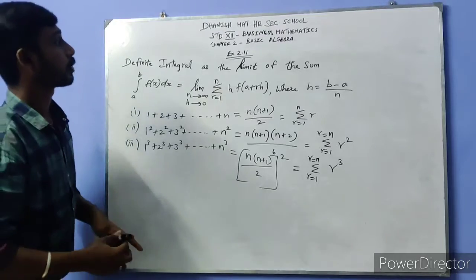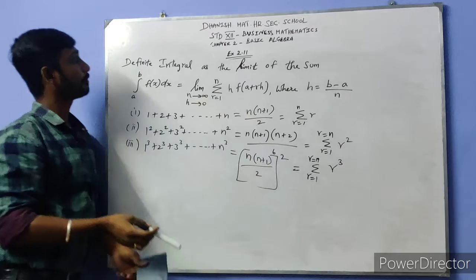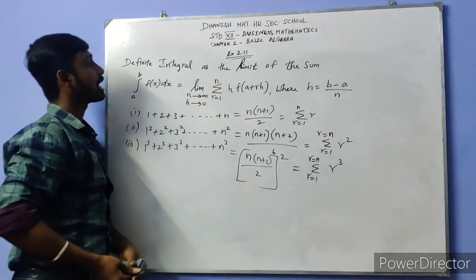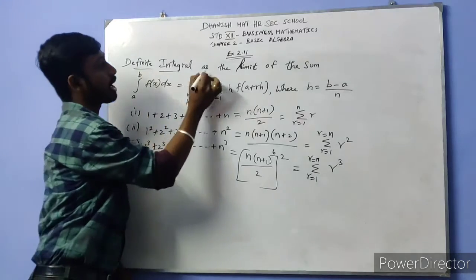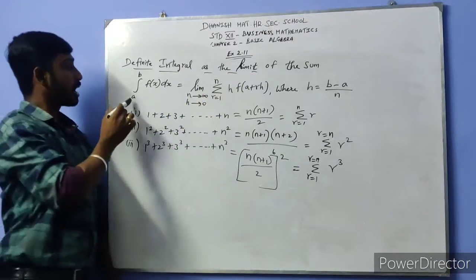Children, today we are going to see exercise 2.11 in chapter 2, basic algebra: definite integral as the limit of the sum. This is a definite integral as the limit of the sum. So what is the formula given here?